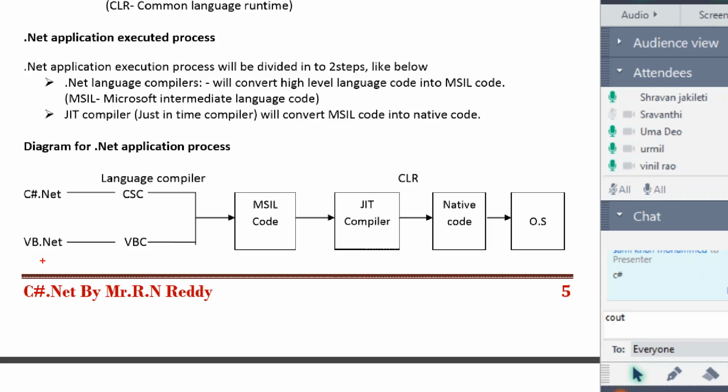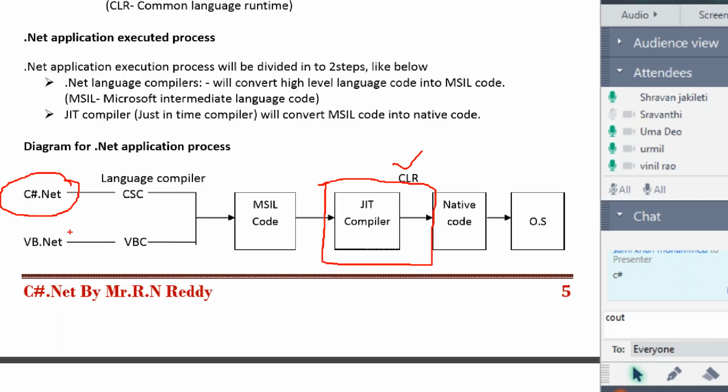Listen, the .NET application execution process will be divided into steps. First of all, remember one thing. Whenever you develop any application, that .NET application has to execute with the help of an execution engine. Here, what is the .NET execution engine? CLR. CLR stands for Common Language Runtime.